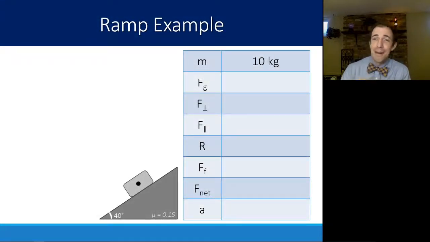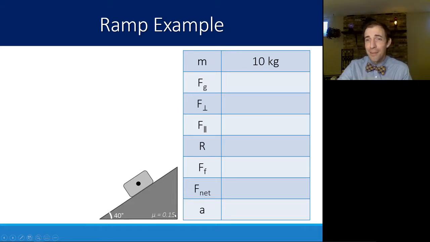All right, let's put some numbers to this. As I mentioned before, this is like the classic physics problem because there are so many relationships and so many variables. Here is an example of something that I might give you. I could say that you have a 10 kilogram block sitting on a ramp. The ramp itself is at a 40 degree incline, with a surface boundary that gives you a coefficient of friction of 0.15.